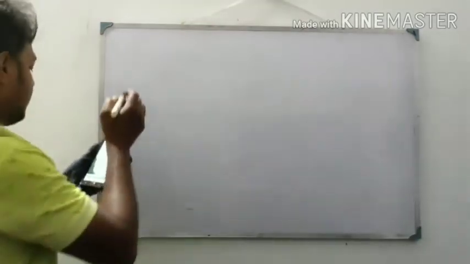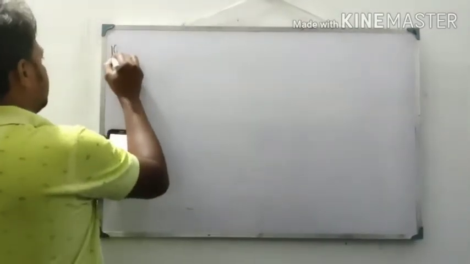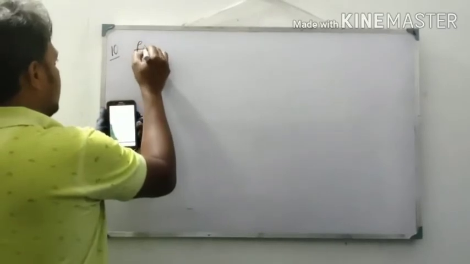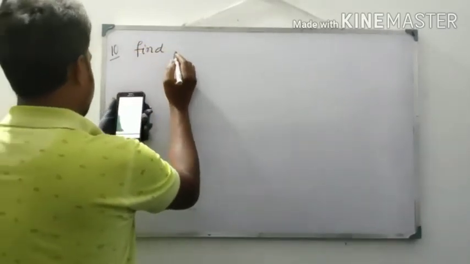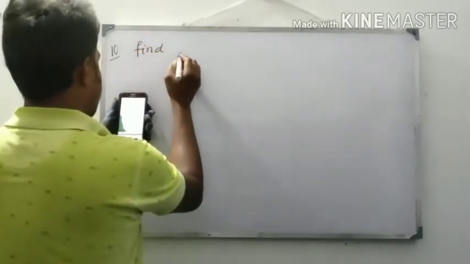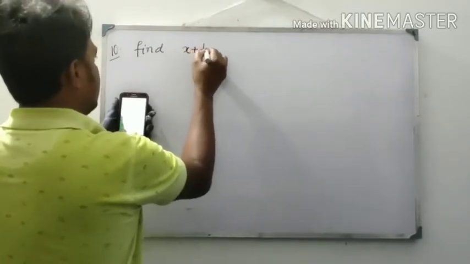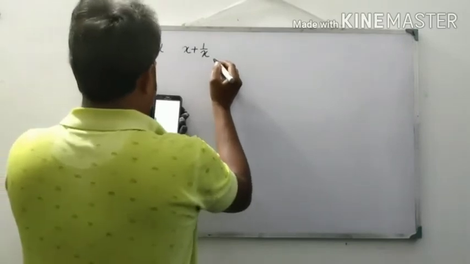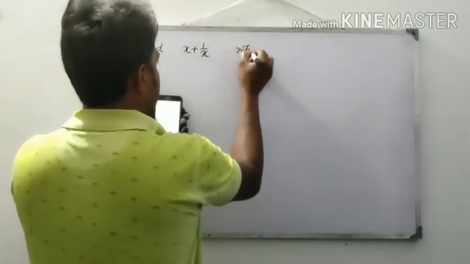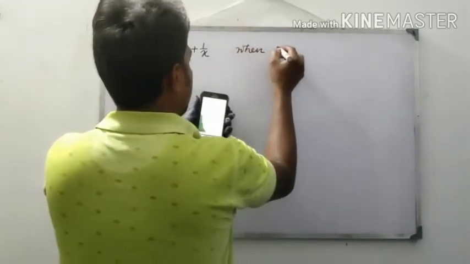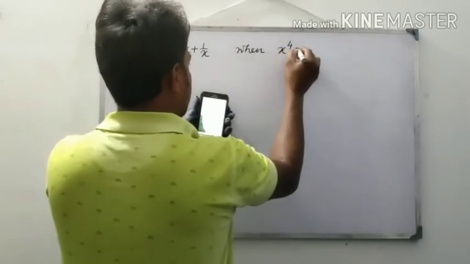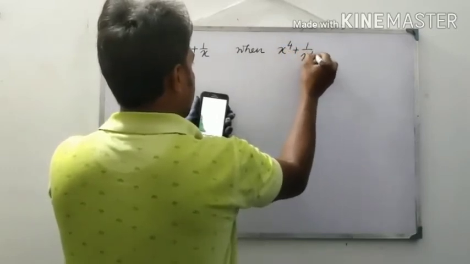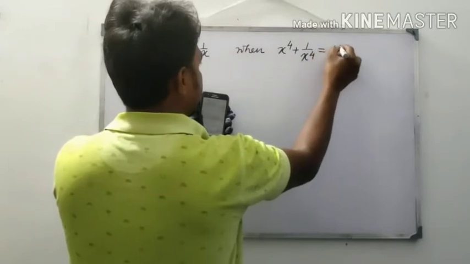Next, problem number 10. The question is find x plus 1 by x when x to the power 4 plus 1 by x to the power 4 equals to 47.